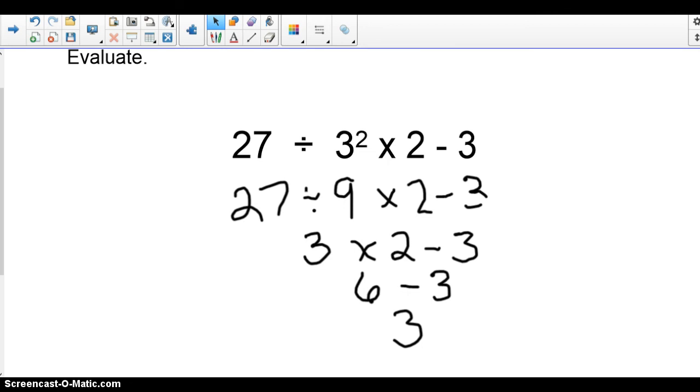Continuing with rewriting the problem, we are left with 6 minus 3, which is equal to 3. So as you're looking through the different steps that we did here, we had 3 squared, change that to 9. That was in our first step. Then we did the division, then multiplication, and then subtraction to finish out the problem.